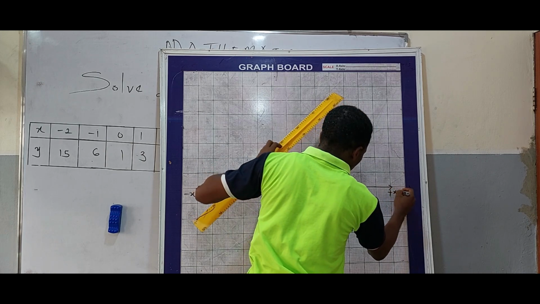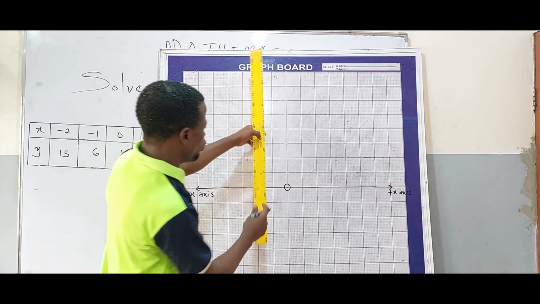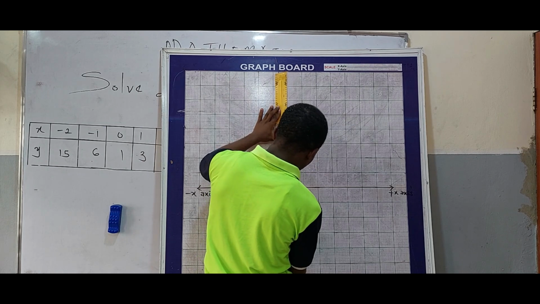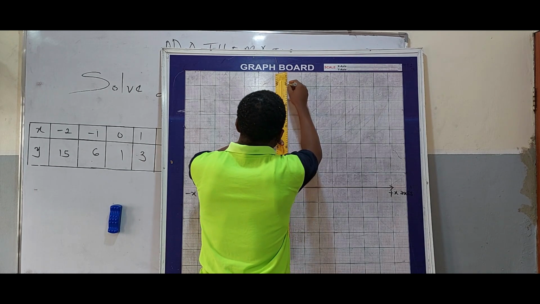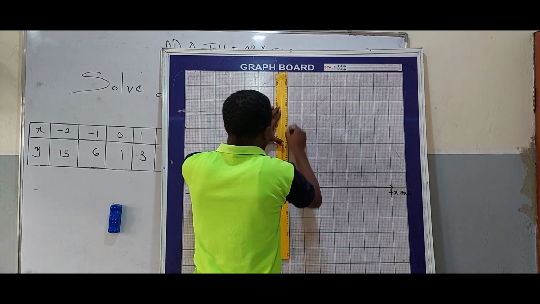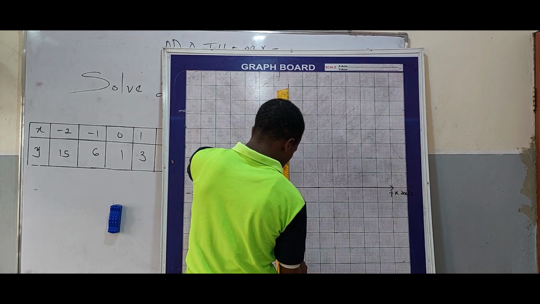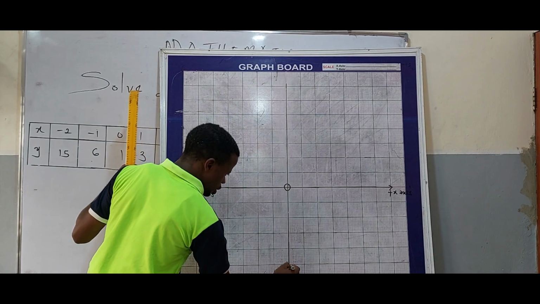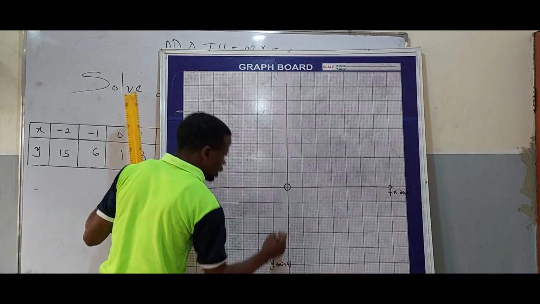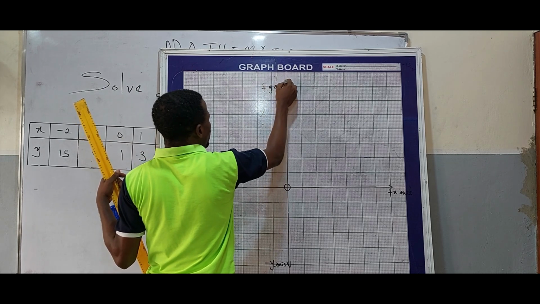This is my positive x axis. Then I can pick this as my center, right? So I have this to be my negative y axis. This is my positive y axis.